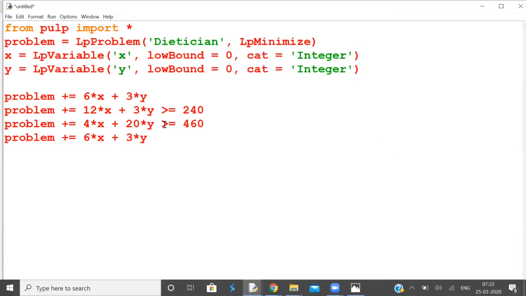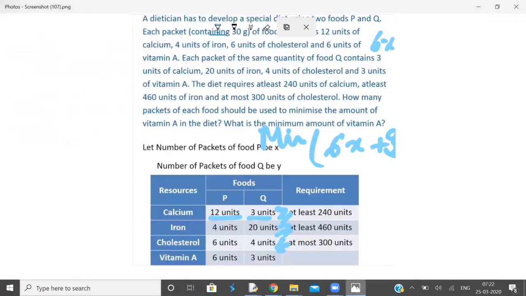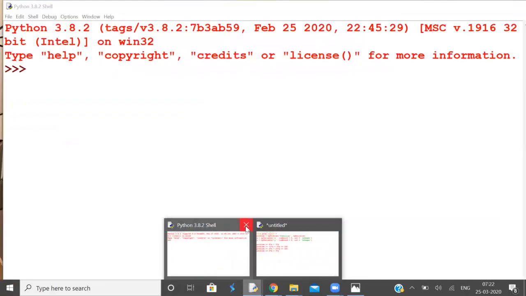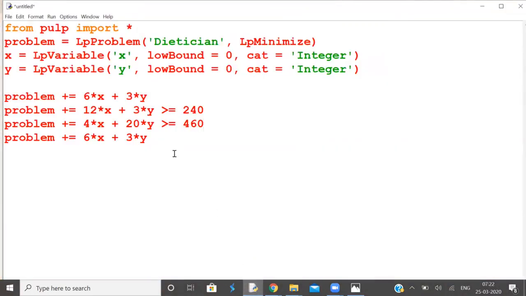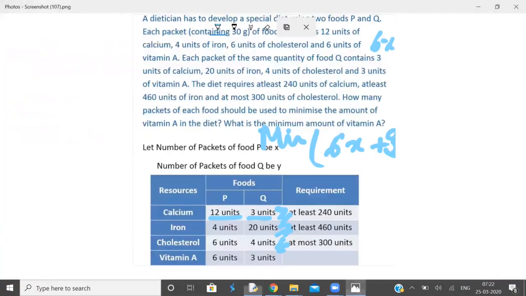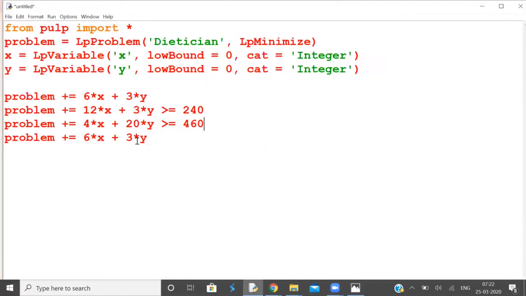The last one is on cholesterol. 6X plus 4Y should be less than or equal to 300. Let us check once again. 6X plus 4Y should be less than or equal to 300.